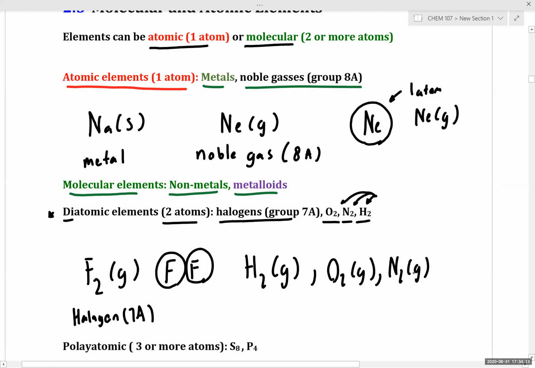Does this make sense to everyone so far? Does everyone see how diatomic means 2 atoms as part of the formula, 2 atoms as part of our molecule of each element?